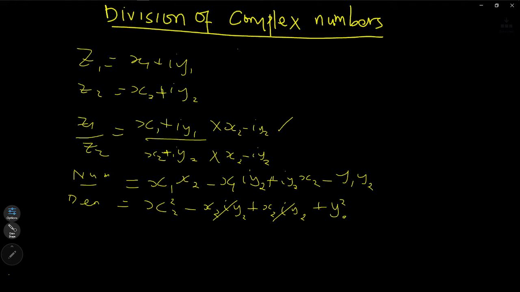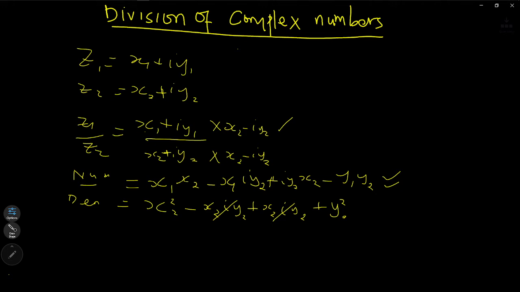So we start by the numerator, and the numerator will give us x1 x2, because we are multiplying x1 here and x2. So it is x1 x2, then we are minusing x1 iy2 plus iy2 x2, then we minus y1 y2. So this will be the numerator.